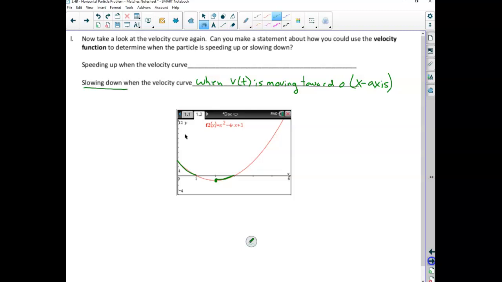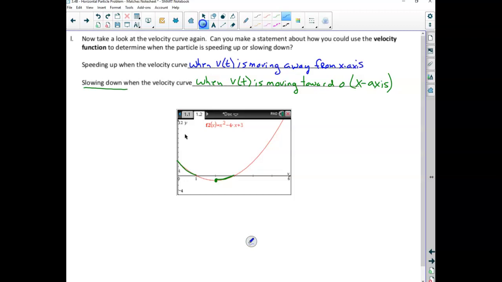When I'm speeding up is when my function on my velocity graph, when v of t, is moving away from the x-axis. Whoa, that's a bad spelling. I'm bad at spelling, but that's really bad.